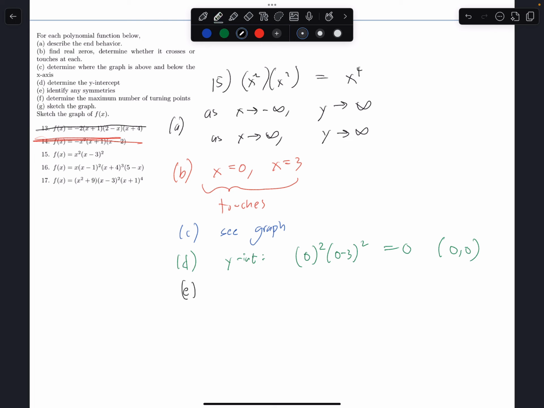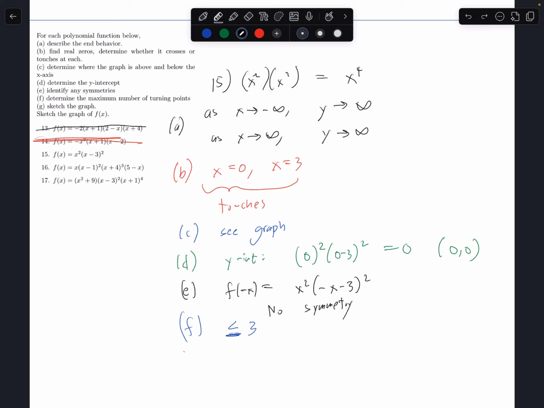Letter E, symmetries. F of negative x is going to be negative x squared. It's still x squared. And we got negative x minus 3, which doesn't match because it should be x minus 3. And then the negative should come out to the front. So, yeah, not the same. No symmetry. Okay, and then, what was it? F, maximum number of turning points. Easy question. There should be less than or equal to 3 because the degree was 4 for the polynomial.